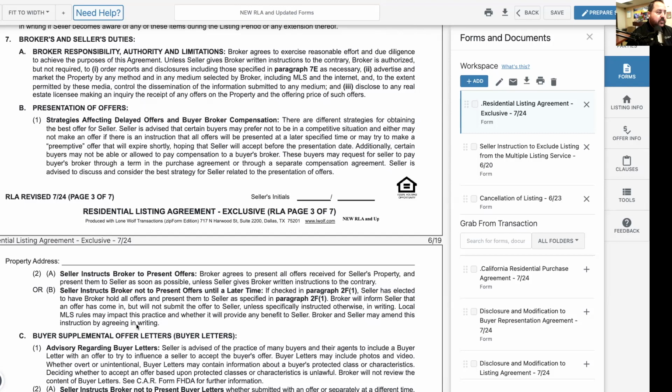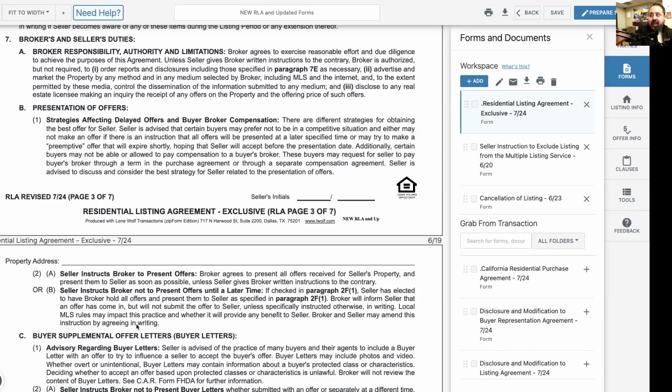Seller instructs broker not to present offers until later time. If checked in paragraph 2F1, seller has elected to have broker hold all offers and present them to seller as specified in 2F1. Broker will inform seller that an offer has come in, but will not submit the offer to seller unless specifically instructed otherwise in writing. Local MLS rules may impact this practice and whether it will provide any benefit to seller. Broker and seller may amend this instruction by agreeing in writing.